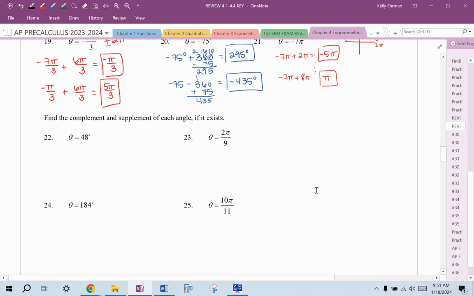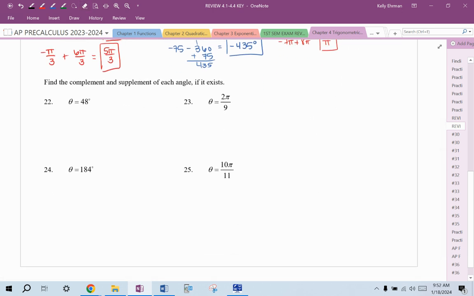Find the complement and supplement of each angle if it exists. So remember, complements add up to 90. So you're going to say 90 minus 48 degrees for the complement. So 90 minus 48 is 42 degrees. And the supplement is 180 minus 48. So that gets me to 132.